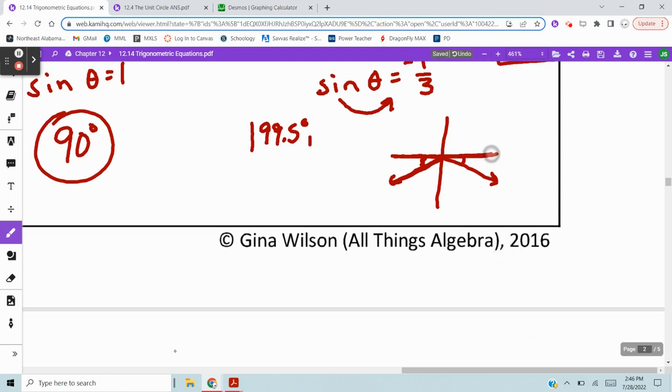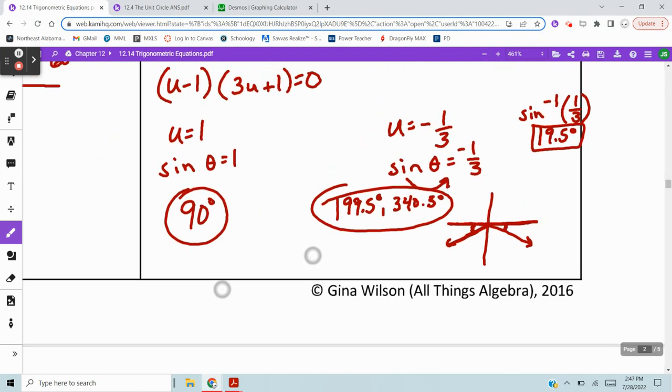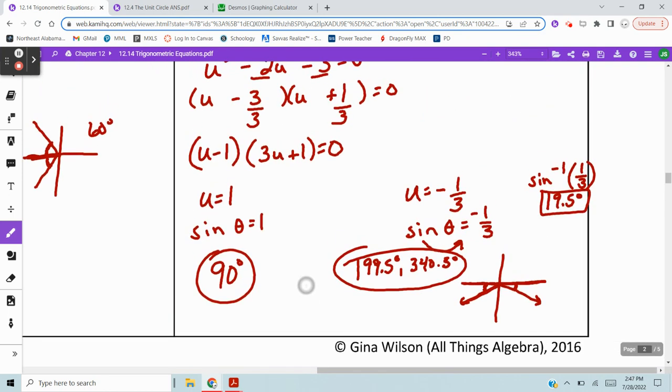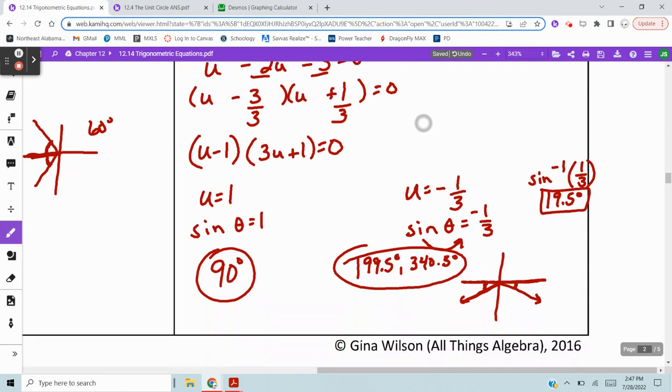My second answer, this is 360. We're 19.5 degrees short of that, so we subtract 19.5, and that gives me 340.5 degrees. That would be my other angle. So my three places that solve this equation, and again, these answers will repeat every 360 degrees because we're dealing with sine equations, are 90, 199.5, and 340.5.